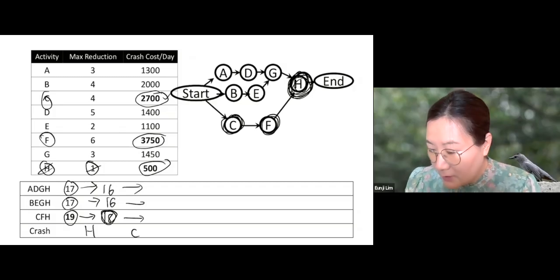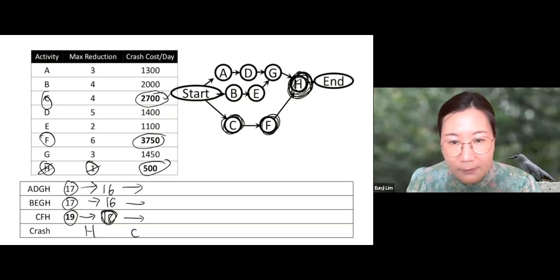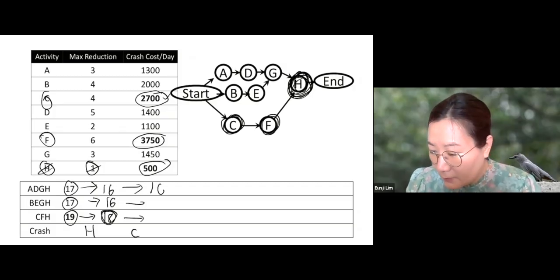So if you crash C, what happens? The first one remains the same. The second one remains the same. The last one becomes 17.